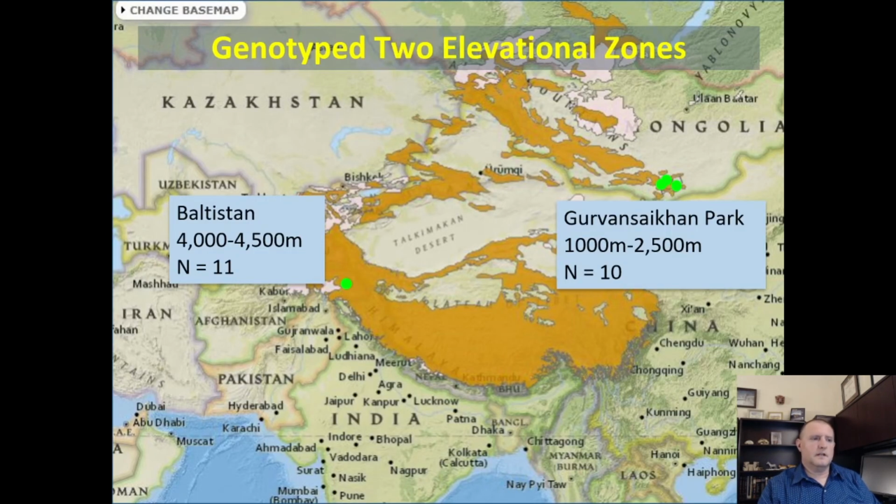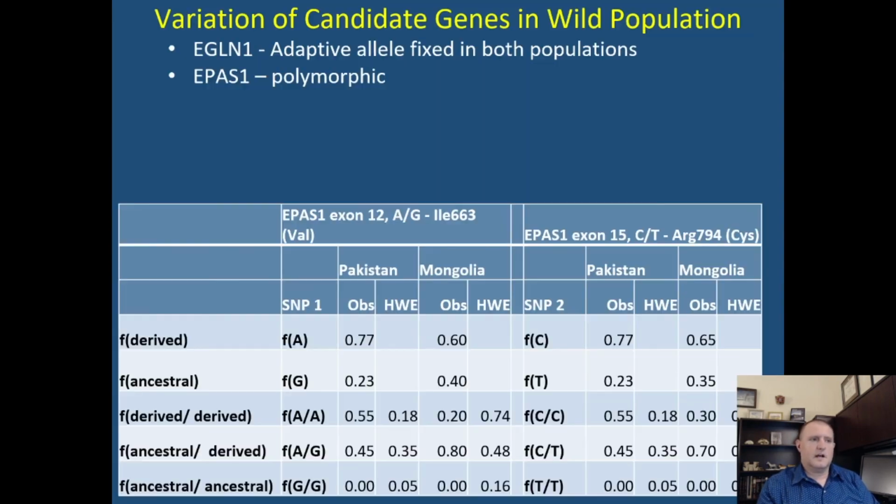And we initially just sequenced 10 different snow leopards from Mongolia, from Gurman-Saika National Park. So we did the sampling with Dr. Munkzak. And then we also sequenced 11 from Baltistan. And so these were samples that were collected by Dr. Shafqat Hussain and his colleagues.